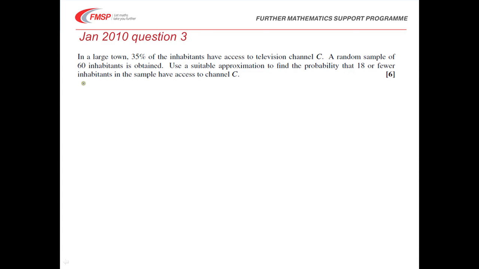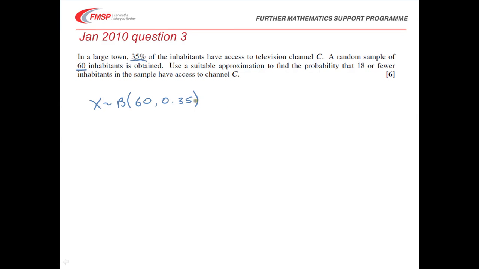So we need to think about what's really going on. We're told that there is a proportion of inhabitants that have access to the TV, and we have a sample size. So really, we're dealing with the fact that X is a binomial distribution with 60 inhabitants, and a probability of having channel C of 0.35. So you can instantly realize that your sample size n is too large for you to be able to use the tables. So as a consequence, we are going to need to do an approximation. So let's just continue looking at the question first.